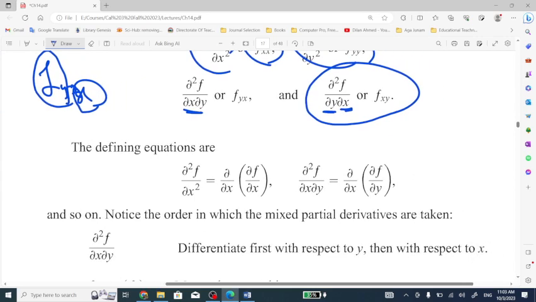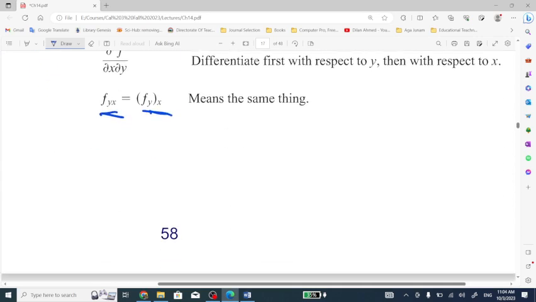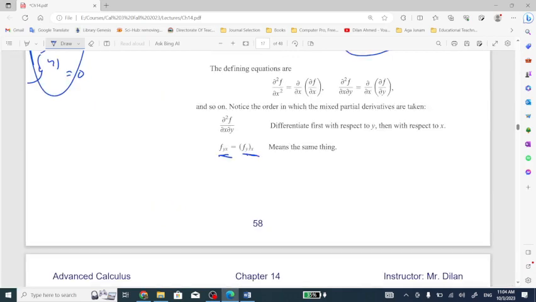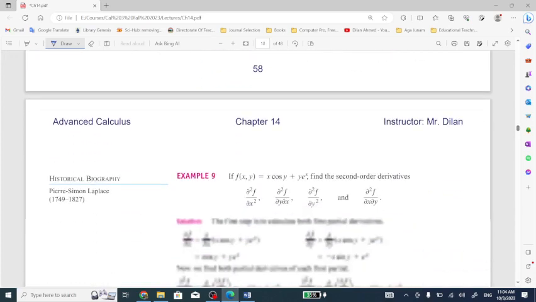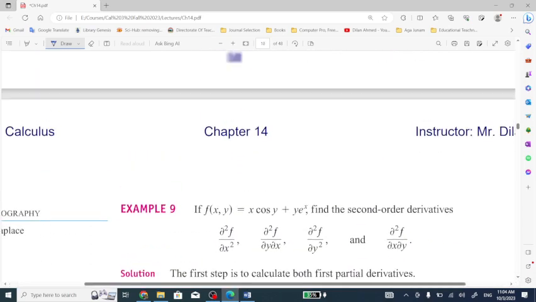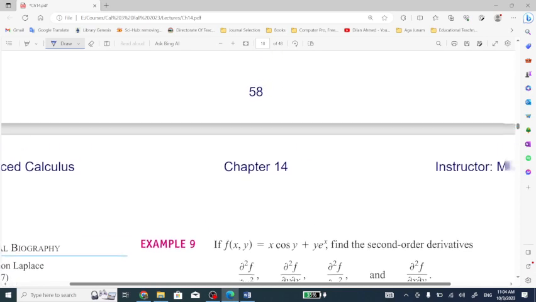The same thing is true for fy and fx. So when these two are equal, later on we are going to talk about them. Instead of talking, let's solve together. Yalla.